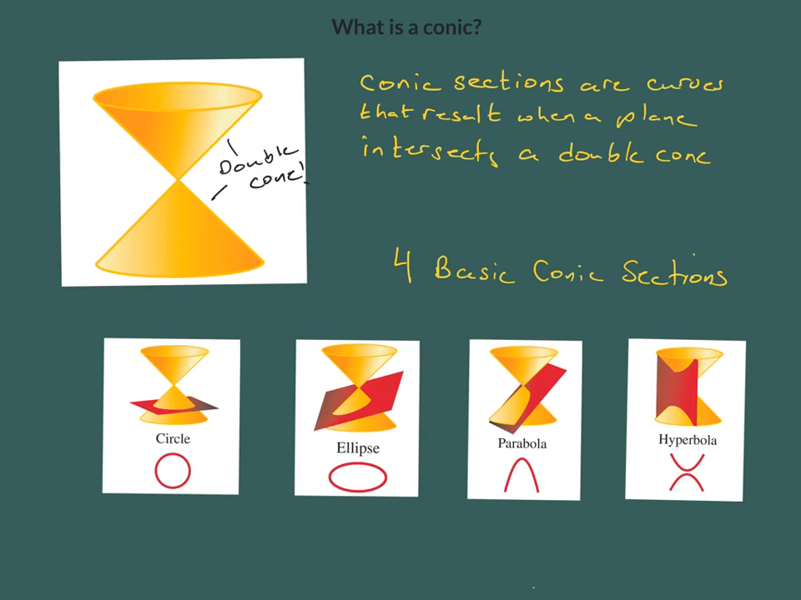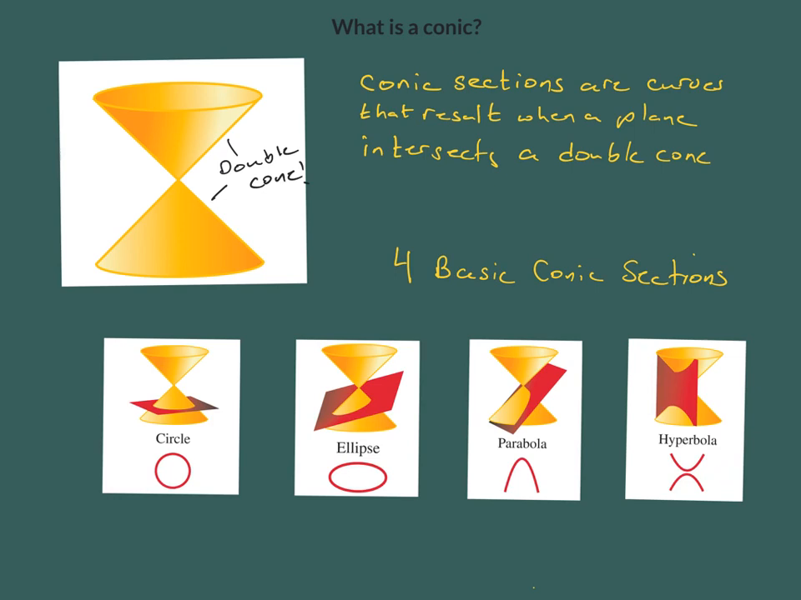In that situation, what we're going to get is a parabola. And this is the first time you've actually seen a more formal definition of a parabola, which we'll look at in a little bit. And the last one we have is when that plane is tilted at such an angle that it intersects the top and bottom cone, in which case you get the only conic that actually is in two pieces. You get the hyperbola.